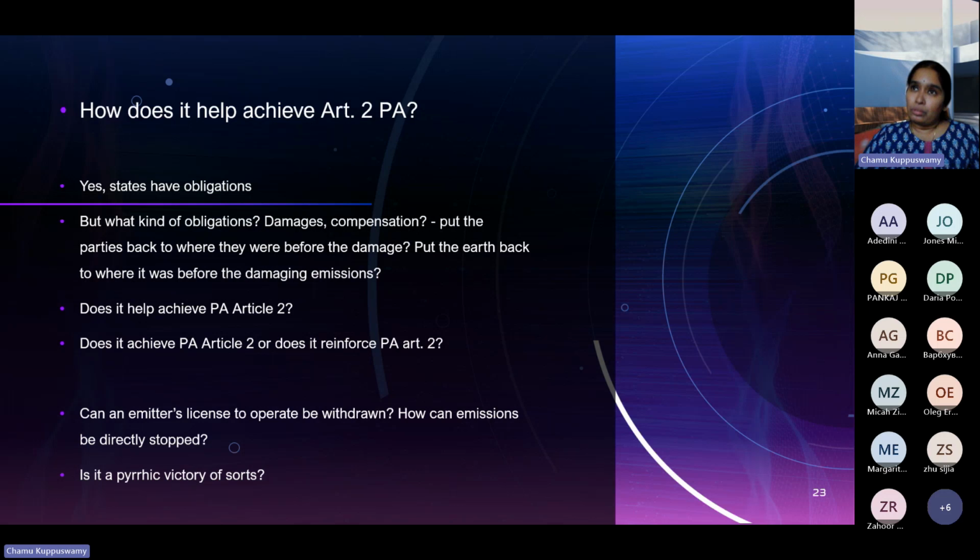Saying that you have to further your policy, you have to raise your ambition, it can be argued that it only reinforces Article 2 of the Paris Agreement and doesn't really implement Article 2 of the Paris Agreement. So maybe what the court should really be doing is to directly put a stop to the activity that provides emissions, right? So for example, can an emitter's license to operate be withdrawn? Or what other ways can the emissions be directly addressed in each and every court, okay?